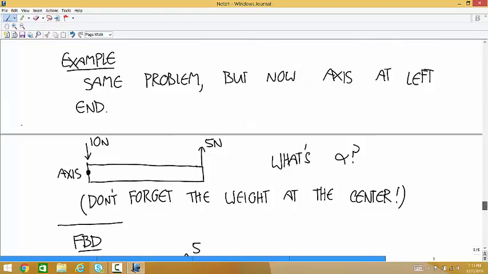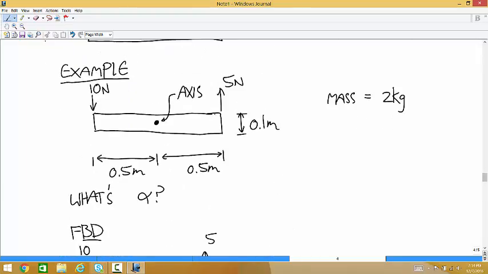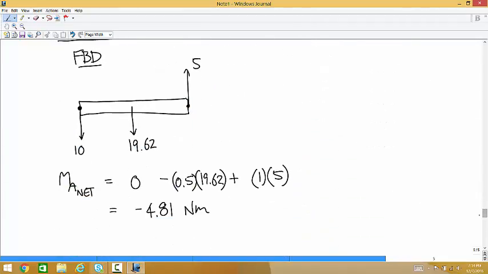The height is 0.1. No, it's not. That's 0.1, the height. But my question is, when you have the 5, the distance that we want is the distance from where the force is applied to the axis. So it's this whole distance here. 1.